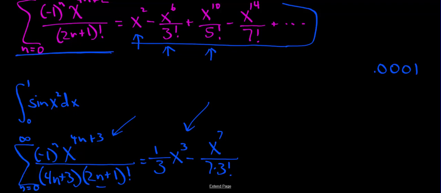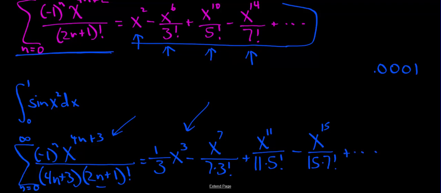So now let's look at this one. Next one, we've got x to the 11th over 11 times 5 factorial. Okay, and then let's look at this one. Minus x to the 15th over 15 times 7 factorial. Now we could go on and on with this, but what we have here is the antiderivative of sine x squared for the first 4 terms.